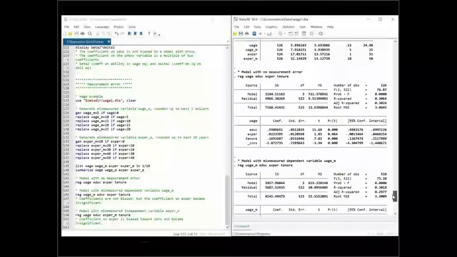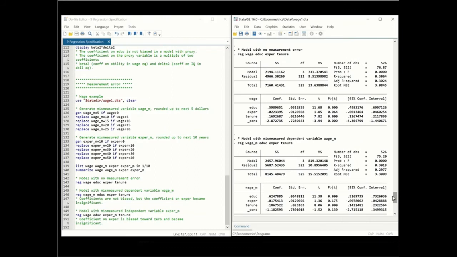The first model would be a model that has no measurement error. So here I would have a regression of wage on education, experience, and tenure. I'm using the original variables here, and so again, there's no measurement error here. What I would like to notice is that we have a coefficient on experience, which is 0.022. And this coefficient is significant at the 10% level, not at the 5%, but at the 10% level.